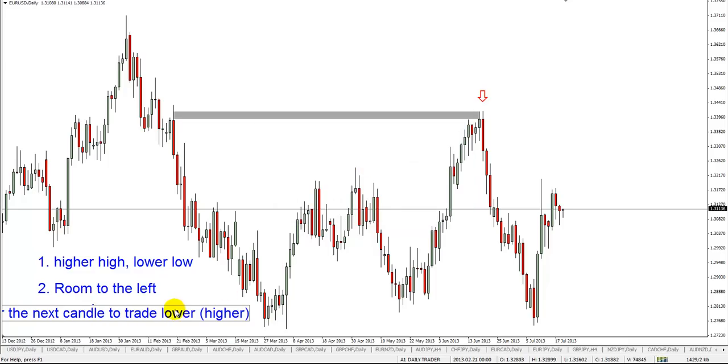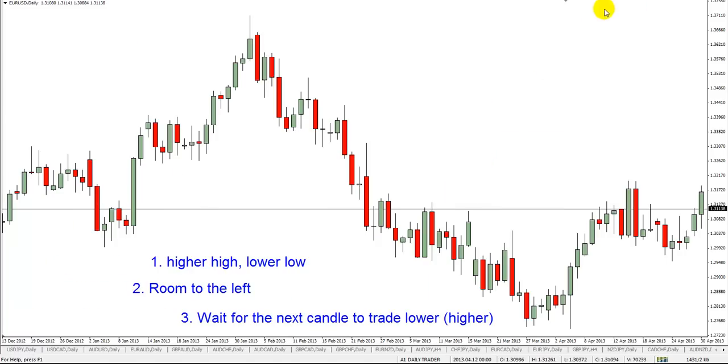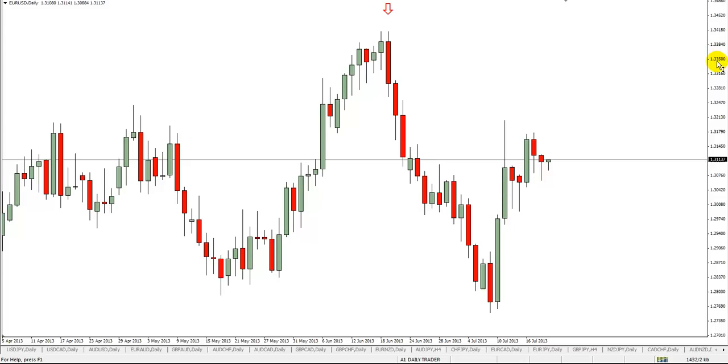So the next candle has to take out the low of this bearish big shadow candle. Let's go ahead, and I'm going to get rid of this box here so it's not distracting. So let's take a look at what happened here. It looks like the next candle did in fact trade lower.